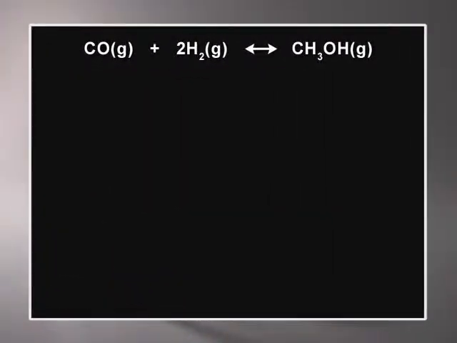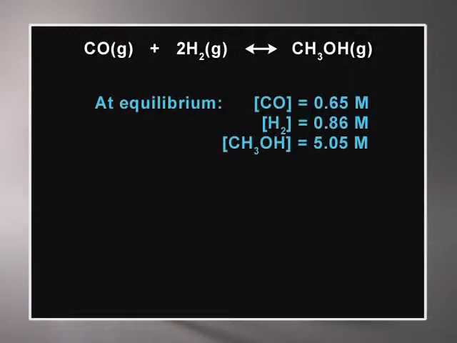The first type of equilibrium problem students are asked to solve, I personally think is also the simplest. And that's where you're given the equilibrium concentrations of all the reactants and products, and you're asked to calculate the value of K. Here's an example. Consider the reaction between carbon monoxide and hydrogen to form methanol, CH3OH. Given the equilibrium concentrations you see on the screen, find the numerical value of K.